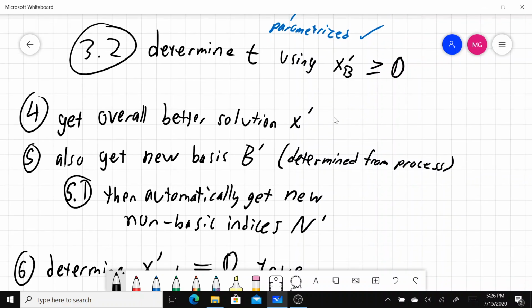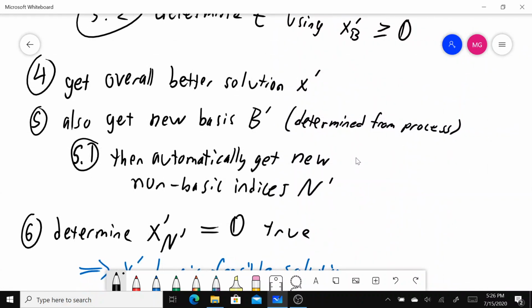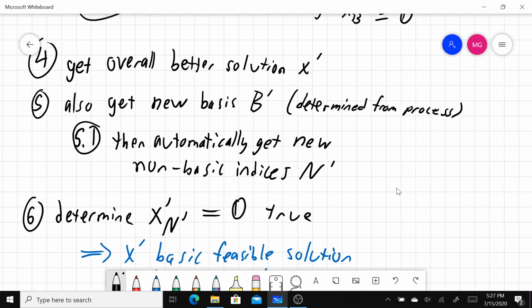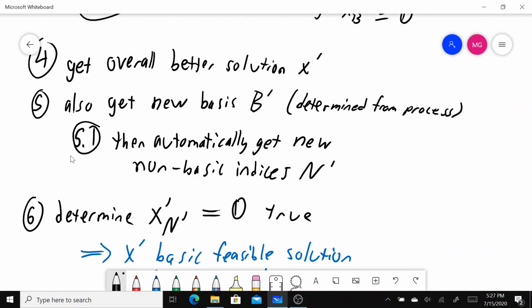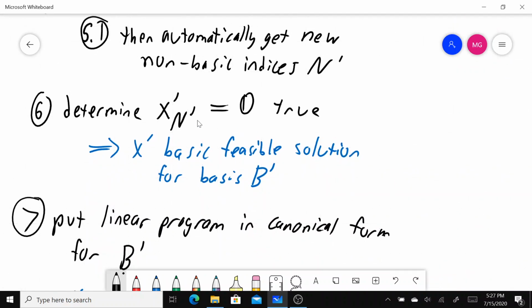In this process, you also end up getting a new basis called B prime, and it turns out that this x prime that you generate is the basic feasible solution for this basis B prime. And so that's basically what these steps are. It's just verifying that it truly is the basic feasible solution for this basis B prime. And so you arrive at this blue comment here.